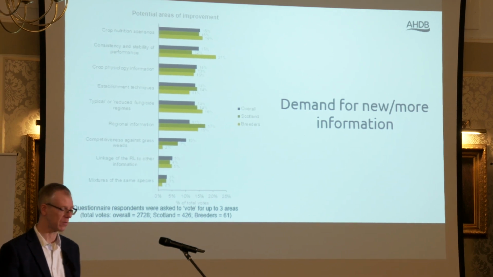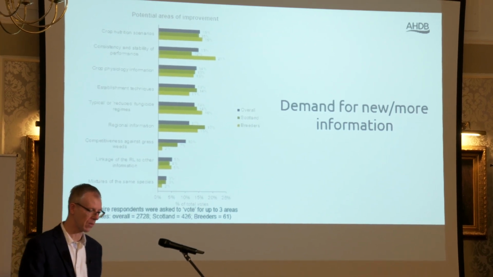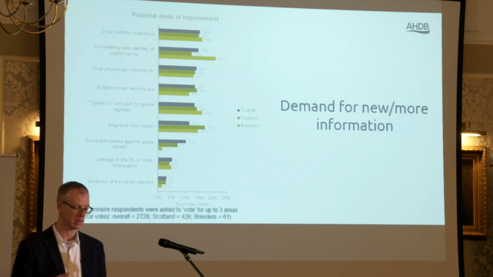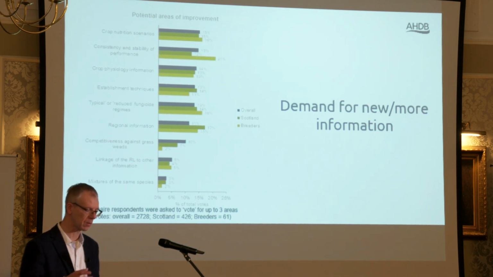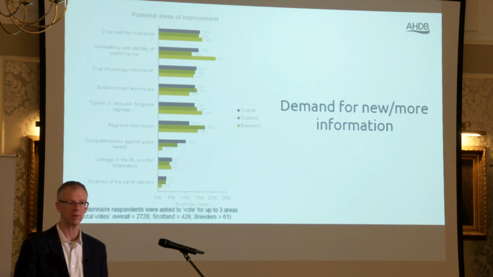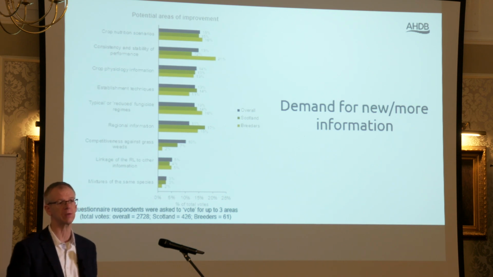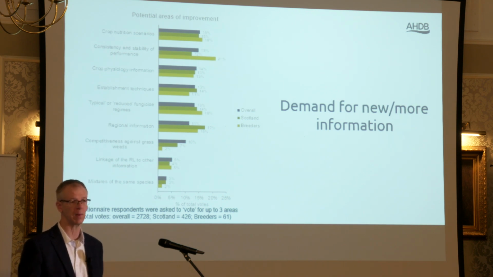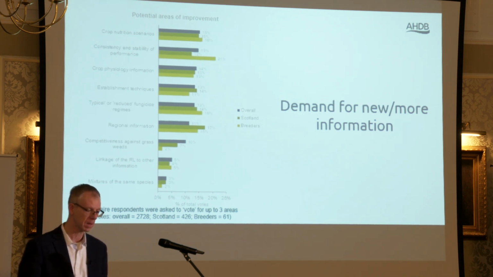Differences between Scotland and the rest of the UK, again, we've got that regional information coming out in these figures. And also, you're not so concerned about grass weeds, which again is perhaps not so surprising. Also, you don't have an issue with blackgrass up here. You've got sterile brome issues, but nothing like the blackgrass issues down south.